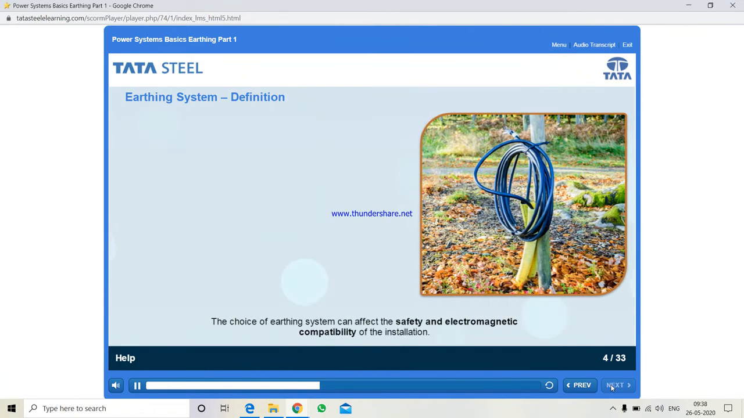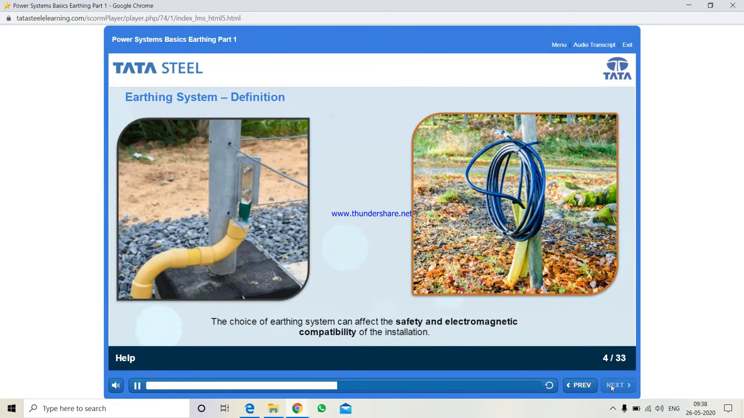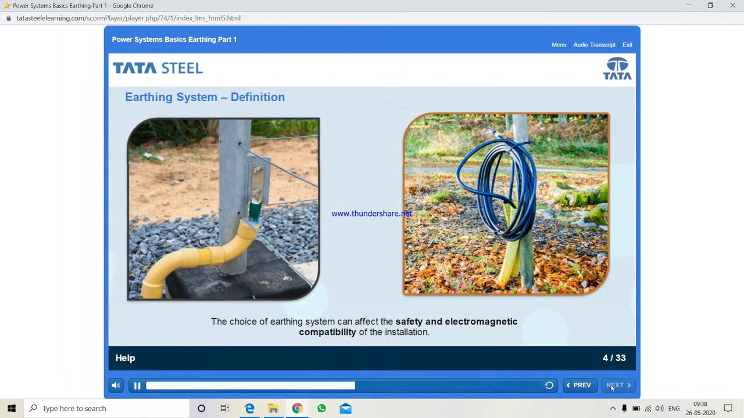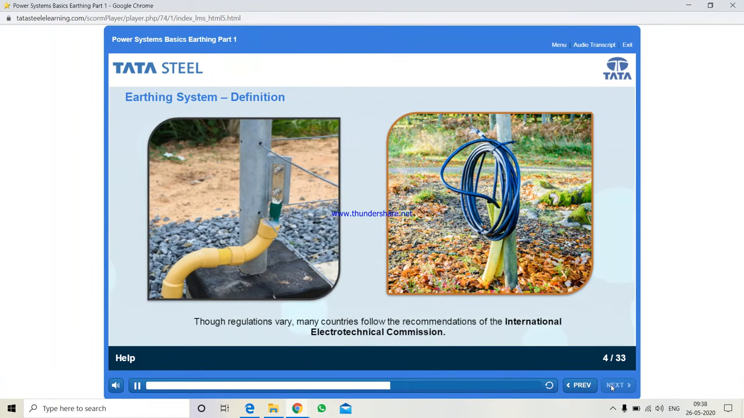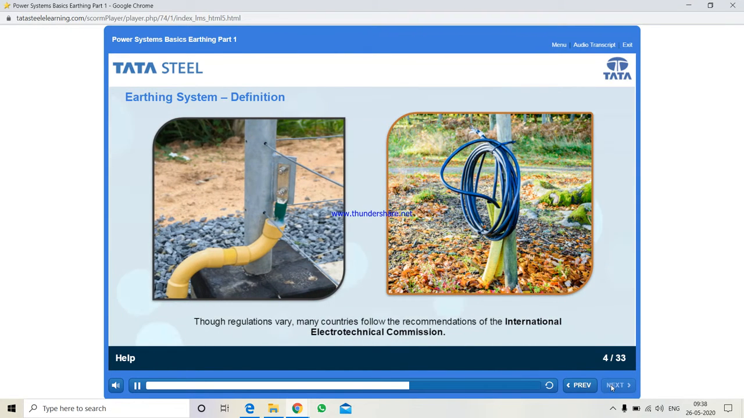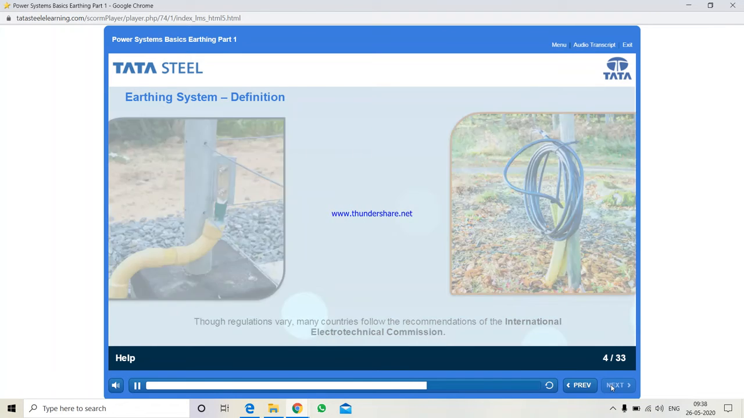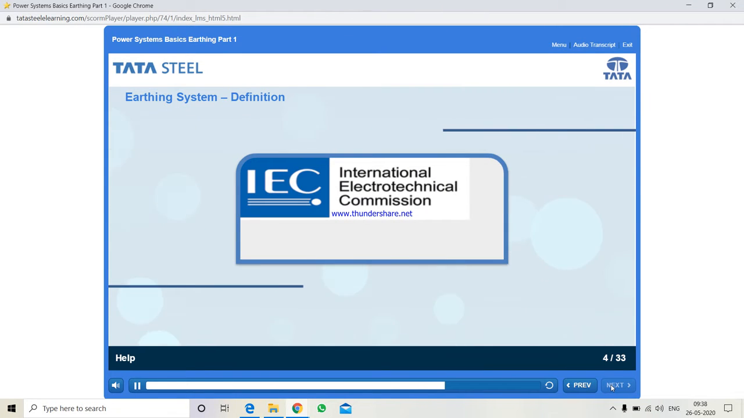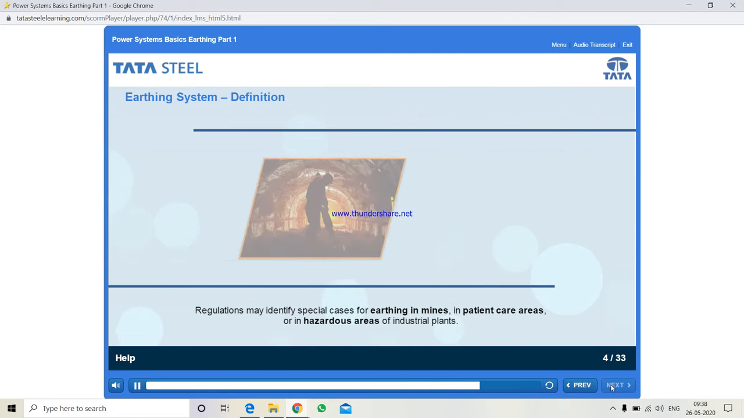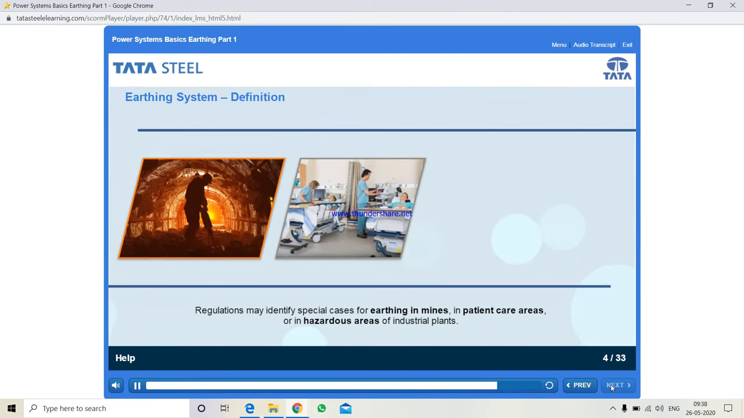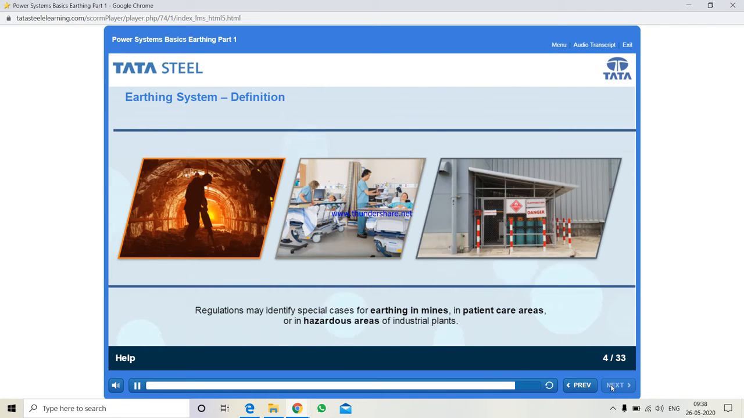The choice of earthing system can affect the safety and electromagnetic compatibility of the installation. Regulations for earthing systems vary considerably among countries, though many follow the recommendations of the International Electrotechnical Commission. Regulations may identify special cases for earthing in mines, in patient care areas, or in hazardous areas of industrial plants.